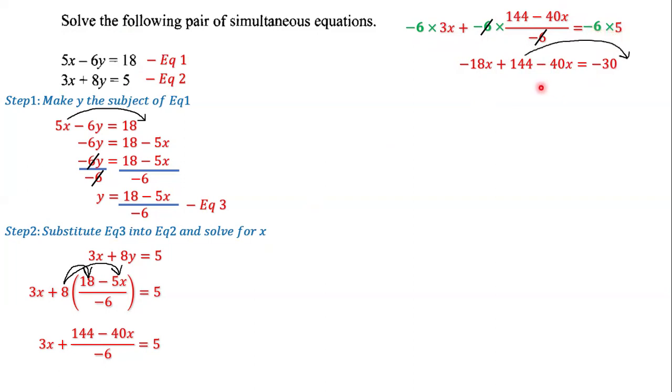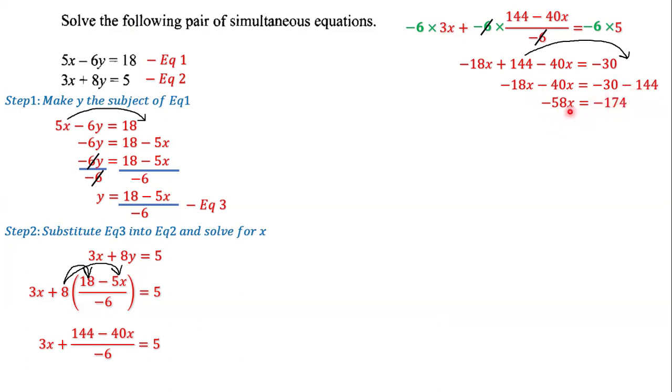Next, we're going to take the 144 and send it over the equal sign, so this is going to be negative 144. So we have negative 30 minus 144, and we have negative 18x minus 40x. Negative 18x minus 40x is going to be negative 58x is equal to negative 174. How do we get negative 174? Because negative 30 minus 144 is equal to negative 174.